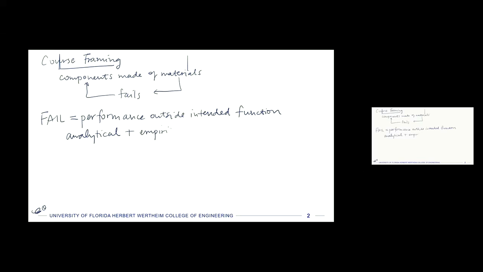So empirical means not from first principles, but developed based on measurements in a lab or hundreds of years of experience, and sort of these laws that have bubbled to the surface and are widely accepted. Okay. And so performance outside an intended function can take many different forms. And so there are 4 ways that the failure in components tends to manifest.